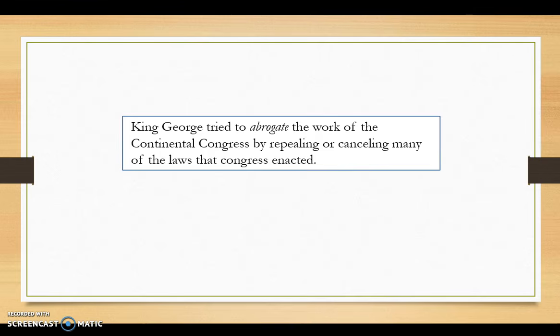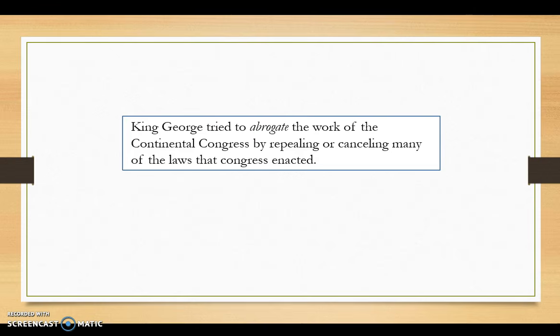Let's see if we can figure out what abrogate means based upon the context of the following sentence. King George tried to abrogate the work of the Continental Congress by repealing or canceling many of the laws that Congress enacted. This particular sentence gives some hints about what the word might be. See if you can pick them up.